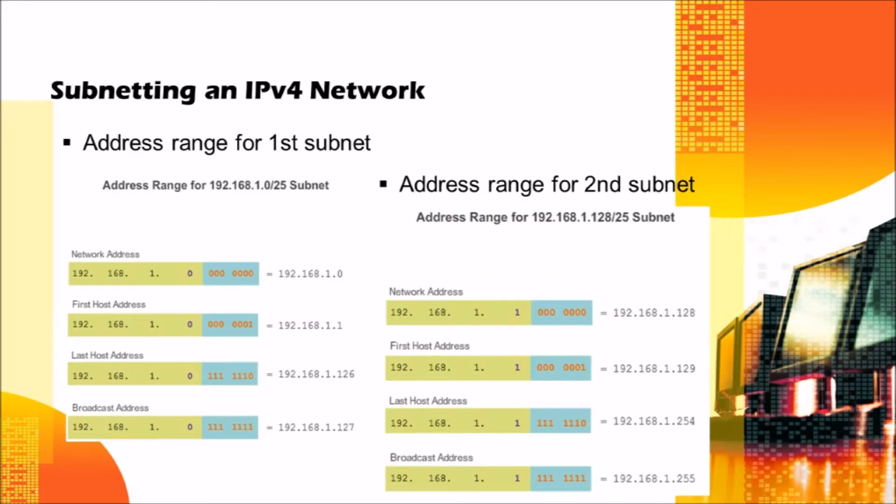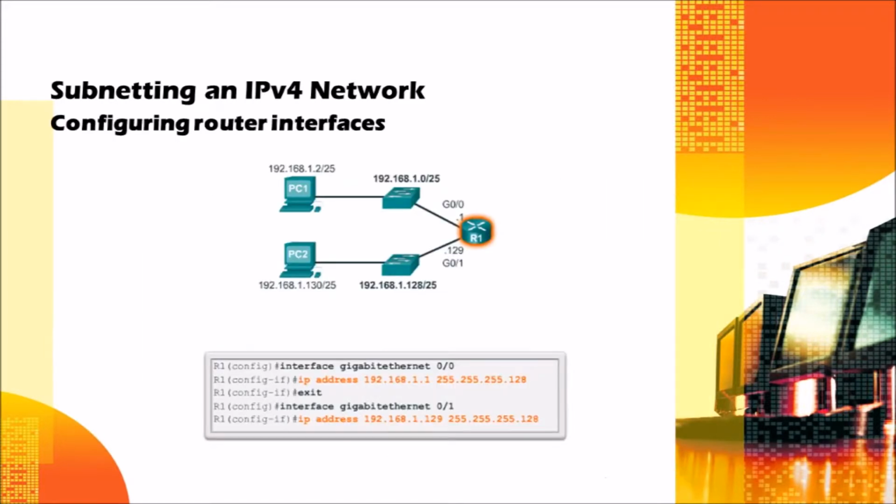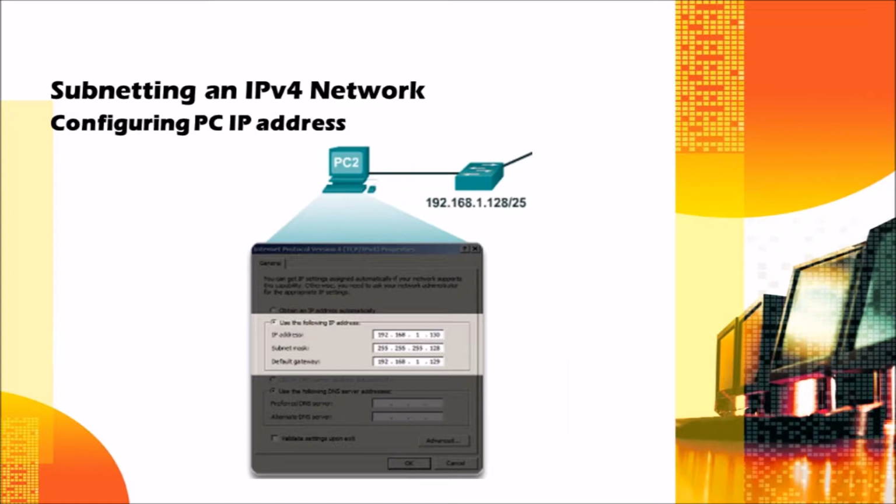Following the subnet guidelines, this is the address range for the first subnet IP, and this is the address range for the second one. To configure the previous network, the gigabit Ethernet interface 0 uses the next address that follows the network address of the first subnet, and the interface 1 uses the next address of the second subnet. The PC2 uses the second host address available for the second subnet for its IP address, with the same subnet mask and the interface address set on the router for the default gateway.